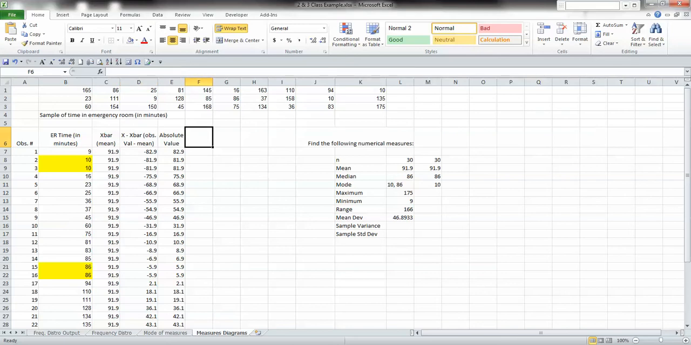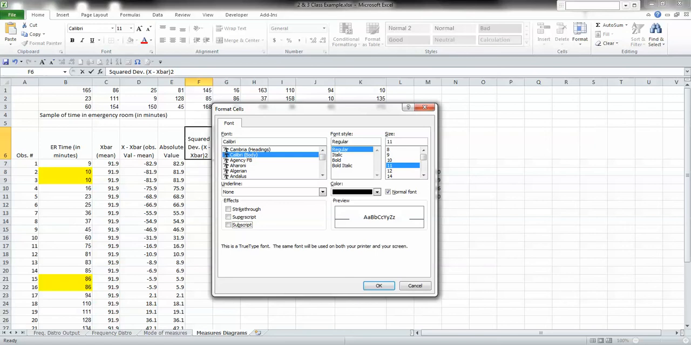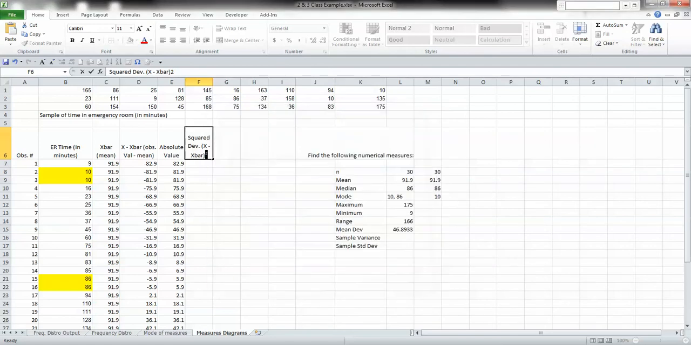However, we need the squared differences, or the squared deviation. And if we just put a caret, which is the Shift 6 key, and 2, that's to indicate that we are dealing with the power of 2. If you wanted to, you could go in and put in your superscript there so it's cleaner.